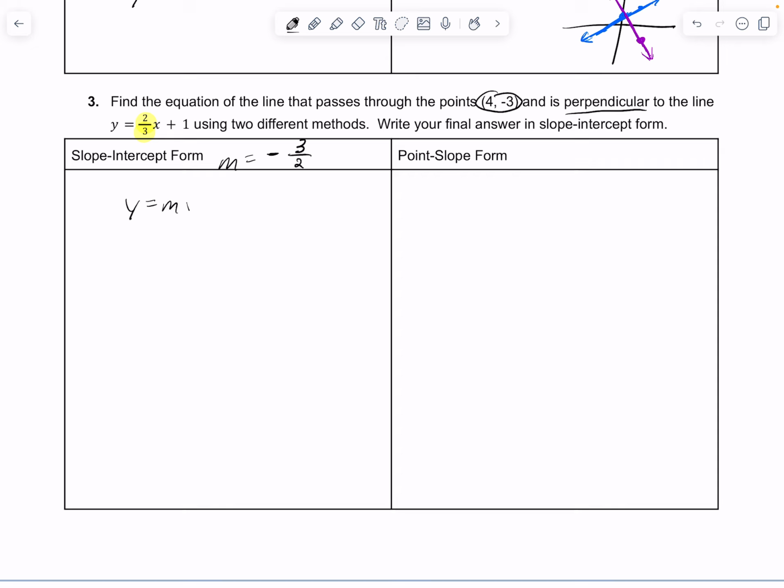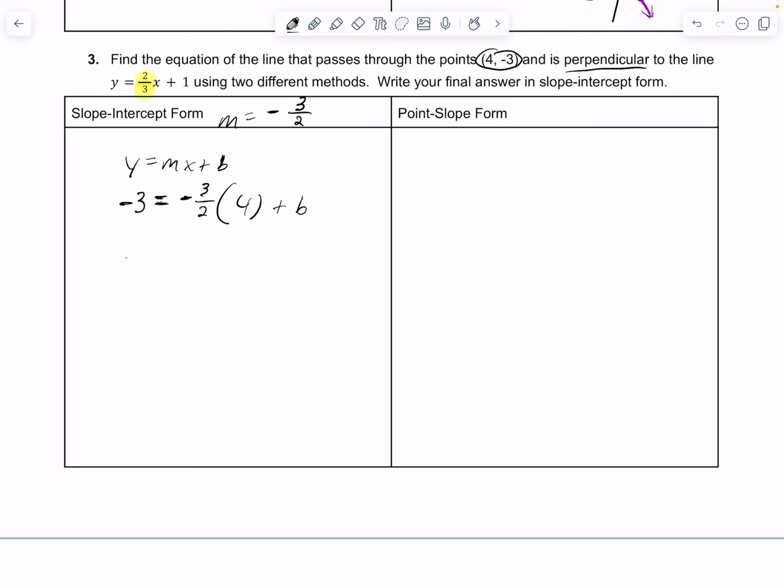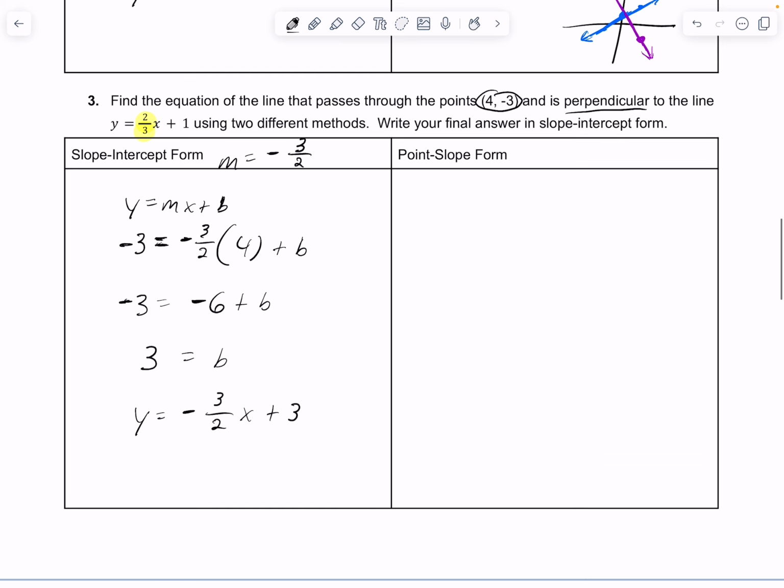So using my slope-intercept form, I'm going to plug in my y value of -3. My slope, we said, is -3/2 for m. I'm plugging in the x value of 4, and I'll do that to find my y-intercept. So -3 equals, multiplying -3/2 times 4, that's going to give me -6. And then I'm going to add 6 to the other side. -3 plus 6 is going to be 3. So my answer in slope-intercept form is y equals -3/2 x plus 3.